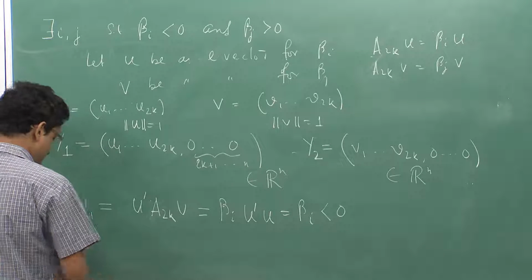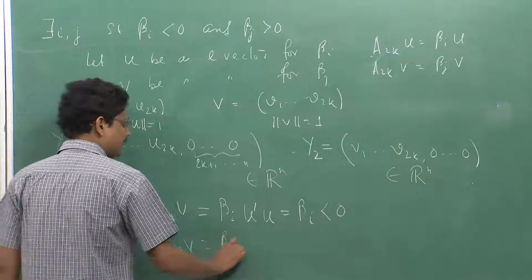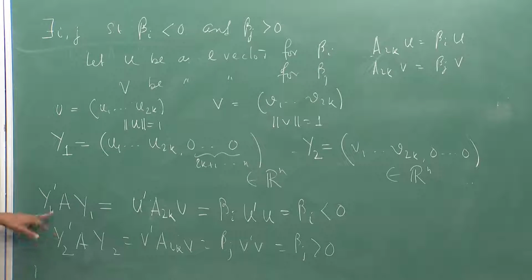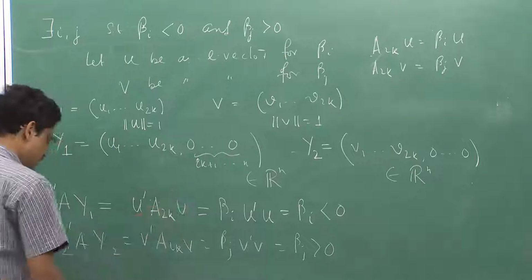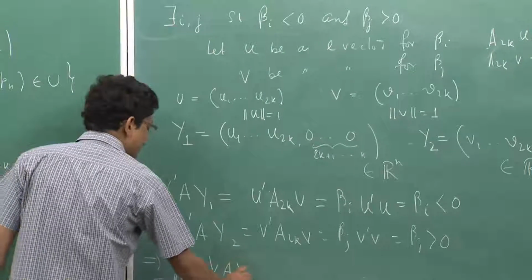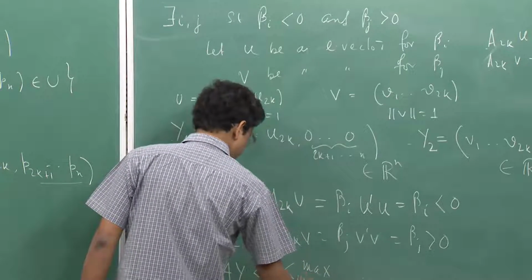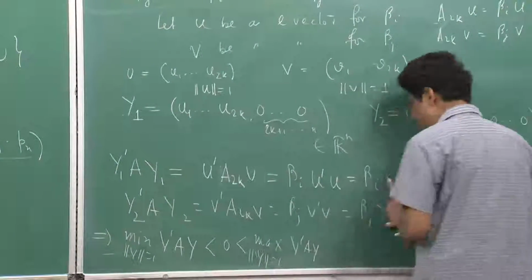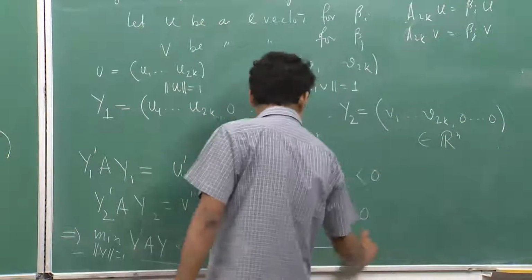And what about y2 prime A y2? For the same reason, this is v prime A_2k v, which is beta_j v prime v, which is beta_j, bigger than 0. So, what do we conclude? Okay, now something is less than 0, something is bigger than 0. I can take u of norm 1. So, y1 and y2 both have the same norm as u, because I have just added 0. That implies the minimum over norm y equal to 1 of y prime A y is less than 0, less than the maximum over norm y equal to 1 of y prime A y, because there is one vector for which it is positive, so the maximum is bigger than 0, and one vector which is negative, so the minimum is less than 0. And you remember this is precisely the condition for P to be a saddle point.